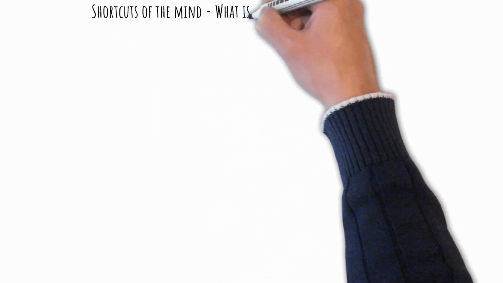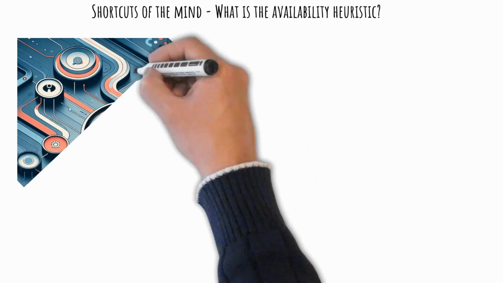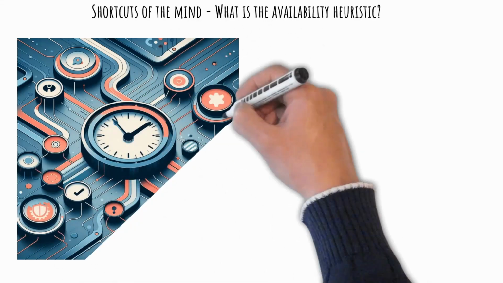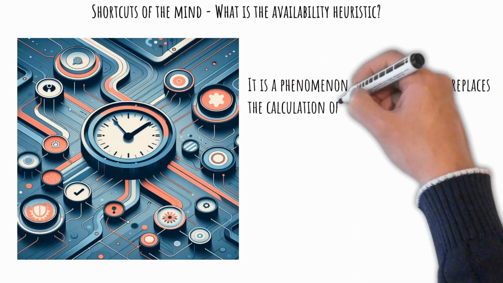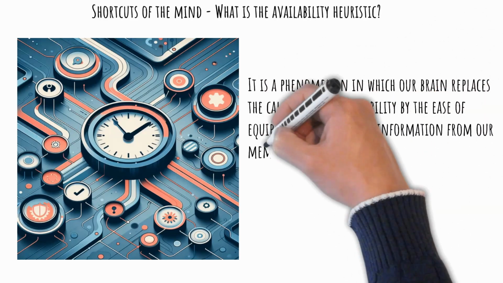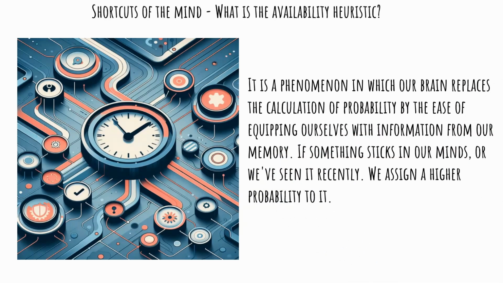Shortcuts of the mind. What is the availability heuristic? It's a phenomenon in which our brain replaces the calculation of probability by the ease of retrieving information from our memory. If something sticks in our minds, or we've seen it recently, we assign it a higher probability.